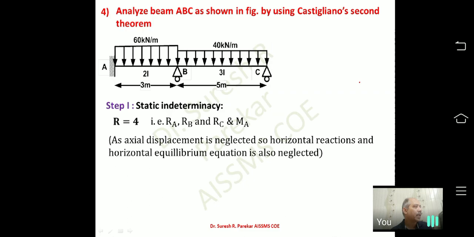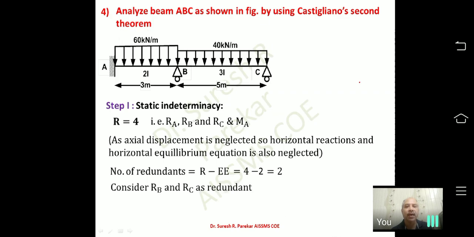Now we again have no axial displacement, so we have only equations ΣFy = 0 and ΣM = 0. And here we have considered RB and RC as redundant. Why? Because if I consider RA or MA, then again we have to find the value of one unknown in terms of the other. So if I consider RB and RC and come from the right only, I will not go from the left. So I need not find out the value of RA and MA.